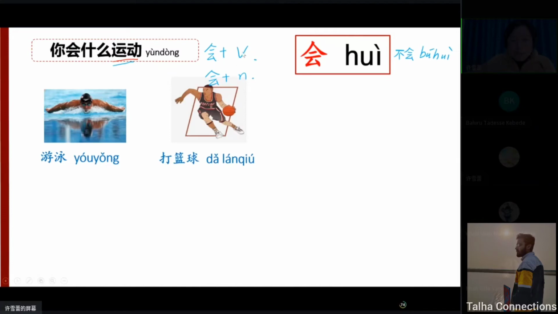Now let's try the next sport. Play basketball. Now here, we turn to this one again. 打篮球。篮球 is basketball. The ball itself is called lánqiú, and the sport basketball is also lánqiú. So play basketball, 打篮球。你会打篮球吗？Some of you said, 我不会打篮球。Some of you said, 我会打篮球。Oh, some of you said, 我会一点儿。Yes, that's good.